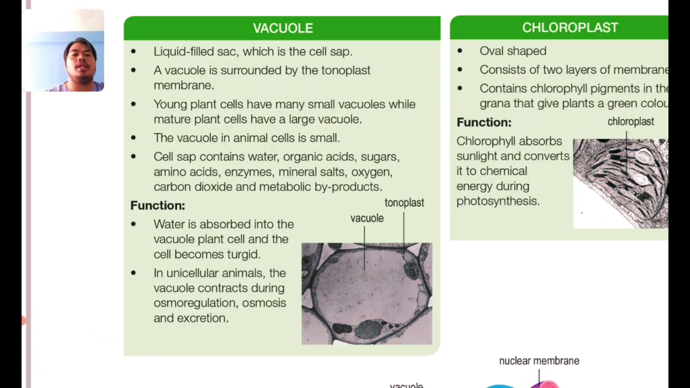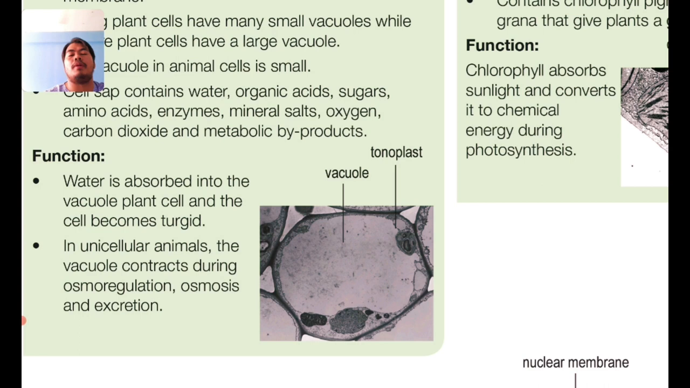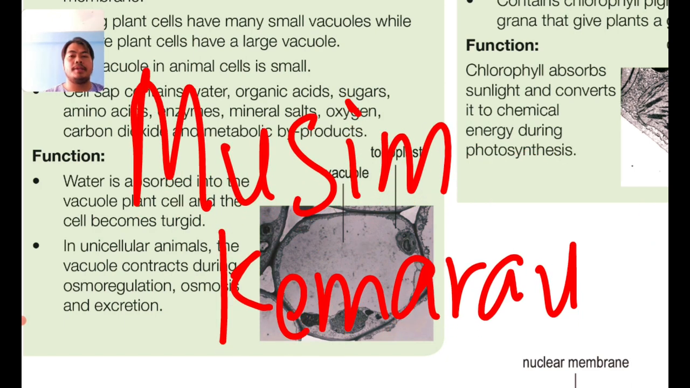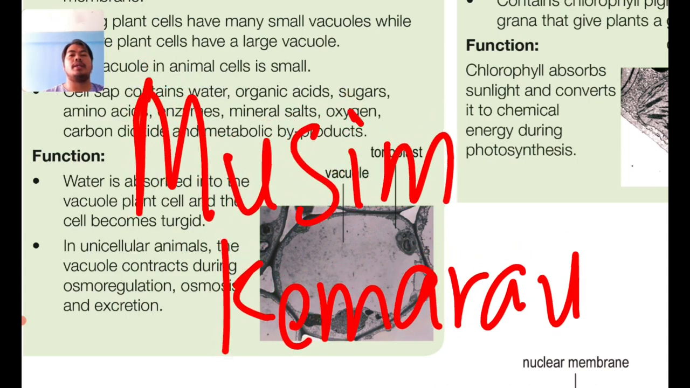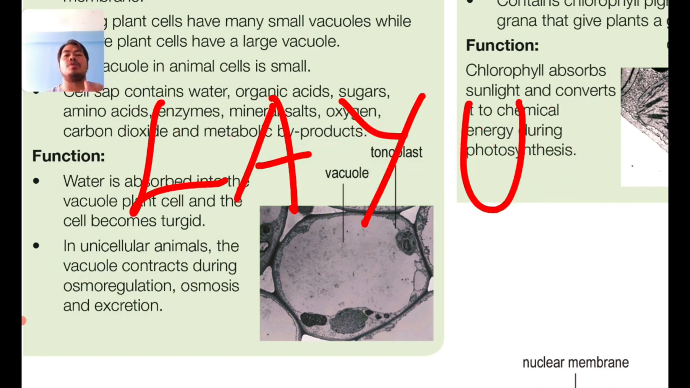Water is absorbed into the vacuole of plant cells, and the cell becomes turgid. In unicellular animals, the vacuole contracts during osmoregulation, osmosis, and excretion. As you can see, there's a picture right there. We have the vacuole and the tonoplast. If water enters the vacuole, it will make the vacuole expand, and the result is the cell expands as well. For example, during the drought season, the plant cell obtains less water, causing the vacuole to shrink. The result is the plant wilts.